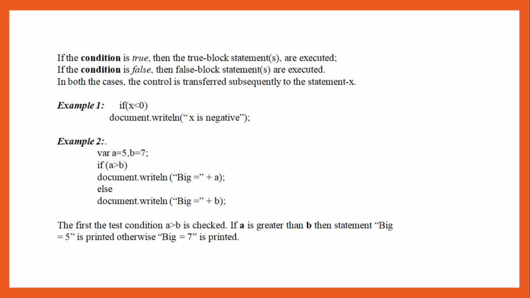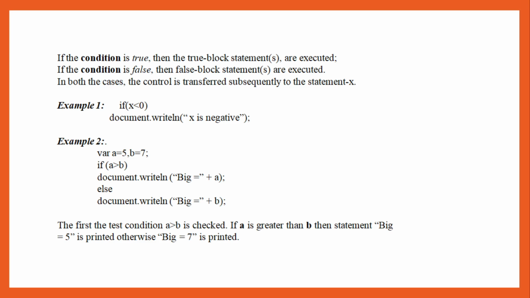See another example. Here I am taking two variables, a equals 5, b equals 7. If a is greater than b, I am printing the number which is greater. If the condition is satisfied, then it will go for the true block. What is there in the true block? document.writeln big equals a. Or else if the condition a is greater than b fails, then it will print b.